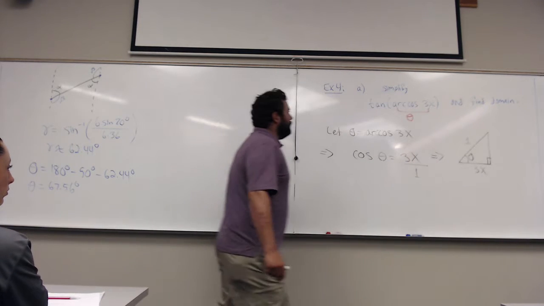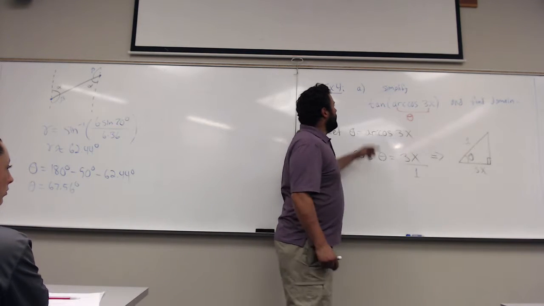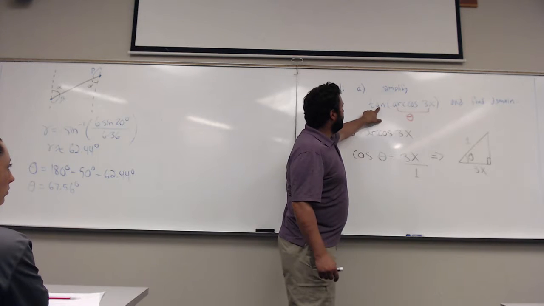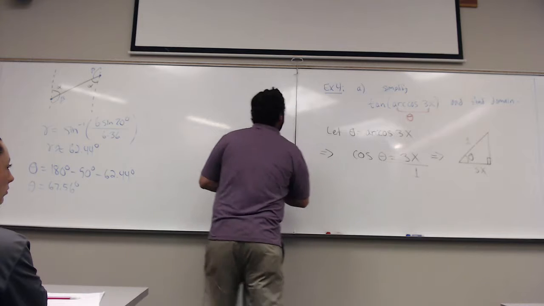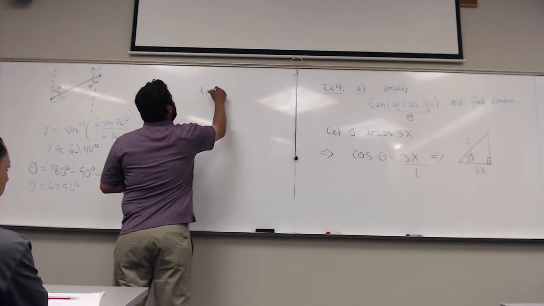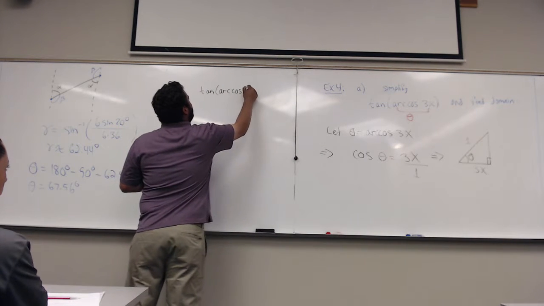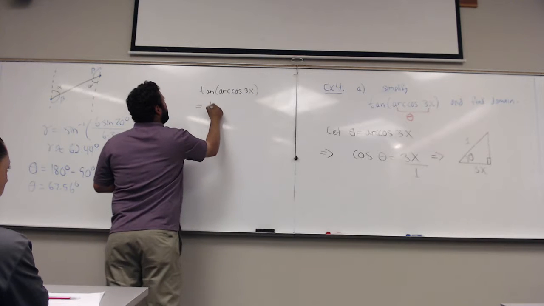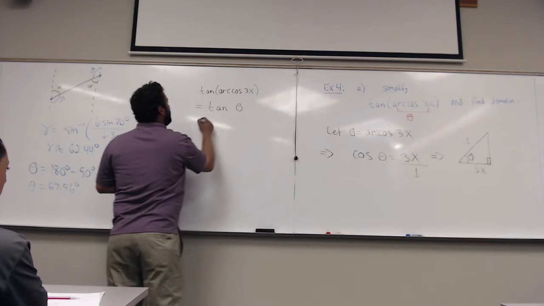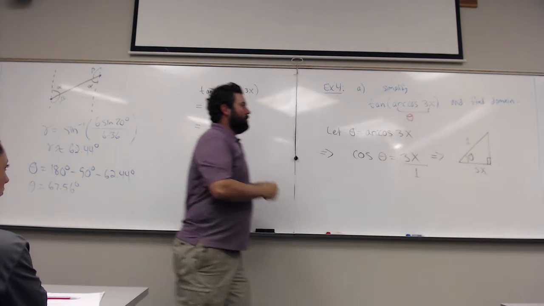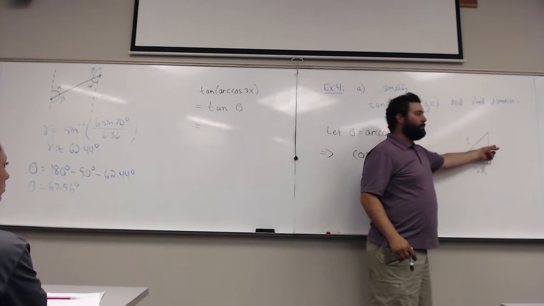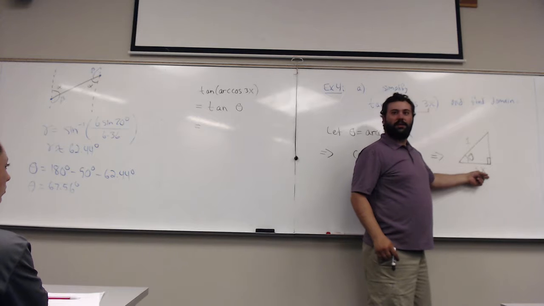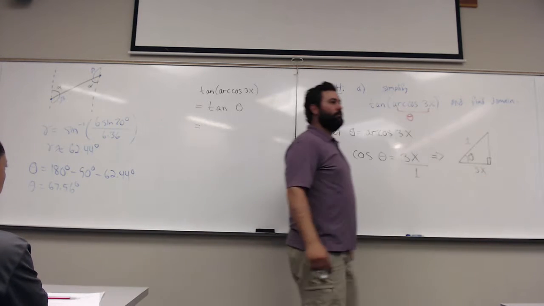Okay. And then really what I'm doing now is I'm just using this triangle, and we're going to see what tangent theta is. Okay. So what we have so far is tangent arc cosine 3x. I can write this as tangent of theta. And now using this triangle, if I want tangent of this angle, I need the opposite side divided by the adjacent side.